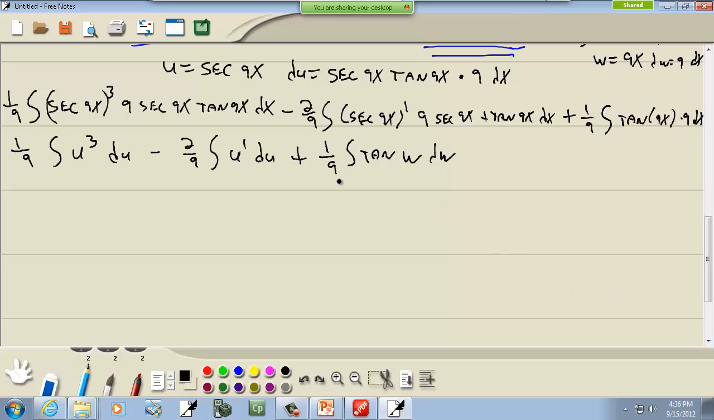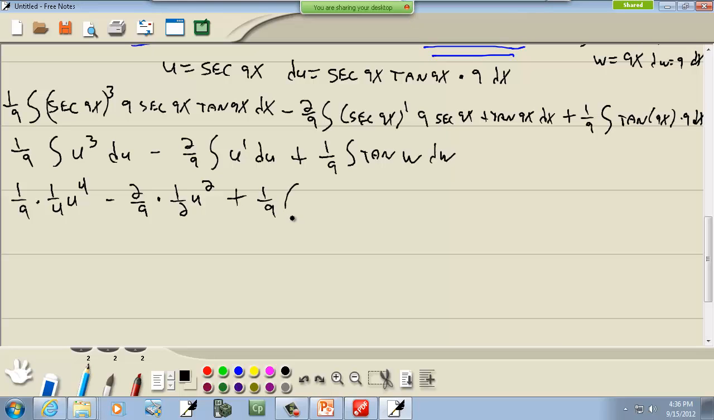Okay, that still shows that. So this becomes add 1 to our power divided by our new power. So that's 1/4 u to the fourth minus 2/9 times add 1 to your power divided by your new power. So 1/2 u squared.